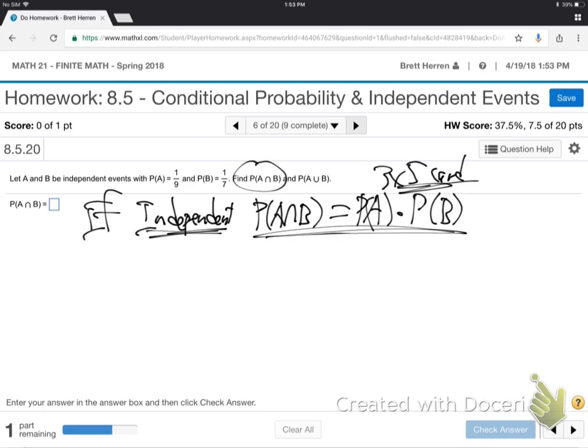They want A overlap B. That's the first thing they want. We'll get to the second thing in a minute. Well, then I just got to do A, which they're telling me is a 9th. And I got to do B. They're telling me that's a 7th. I got to multiply those. 1/63. Bingo. I can do that when they're independent, right? Now, for the $1,000 question: how do I do the second part? How do you do that?